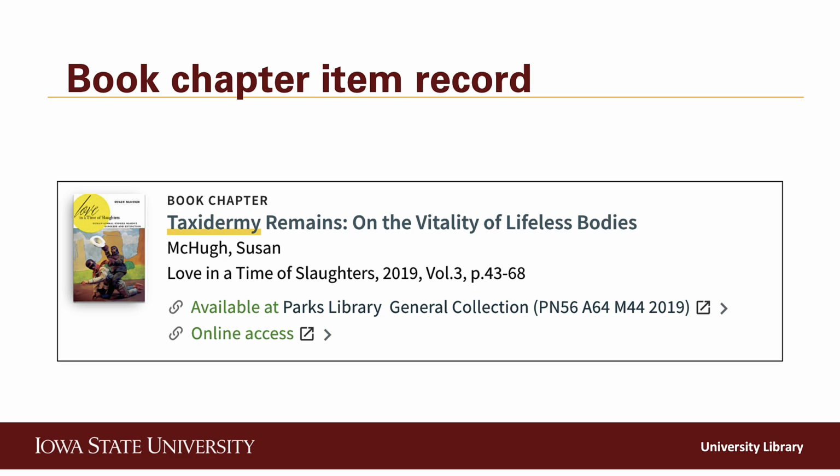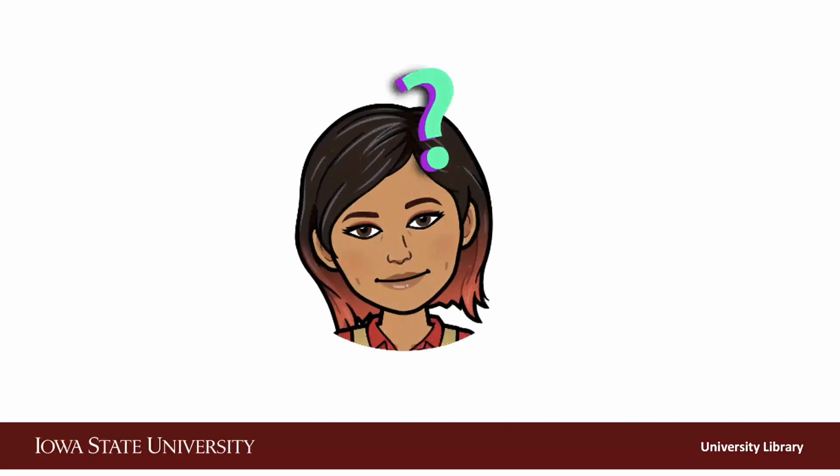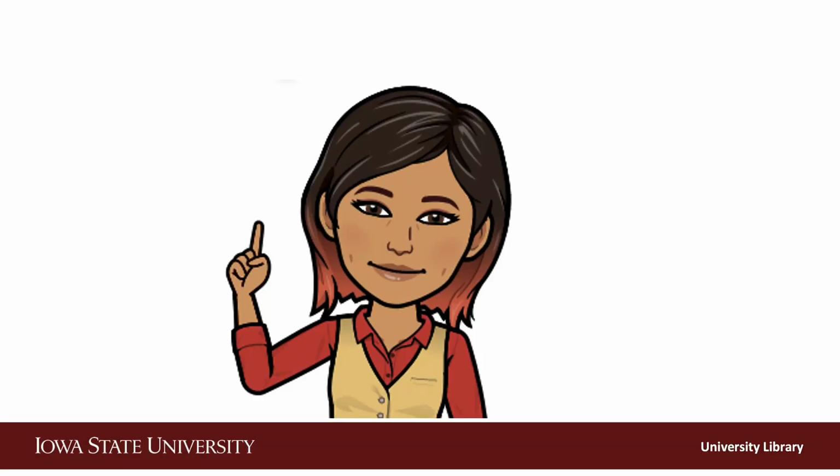When an item record references a book chapter, it looks like this. You have the name of the book chapter, the author of the book chapter, and then you have the name of the book and year of publication. You're probably thinking, why does this have to be so complicated? Well, that's because a lot of scholarly books are written in a different format than your regular popular book.